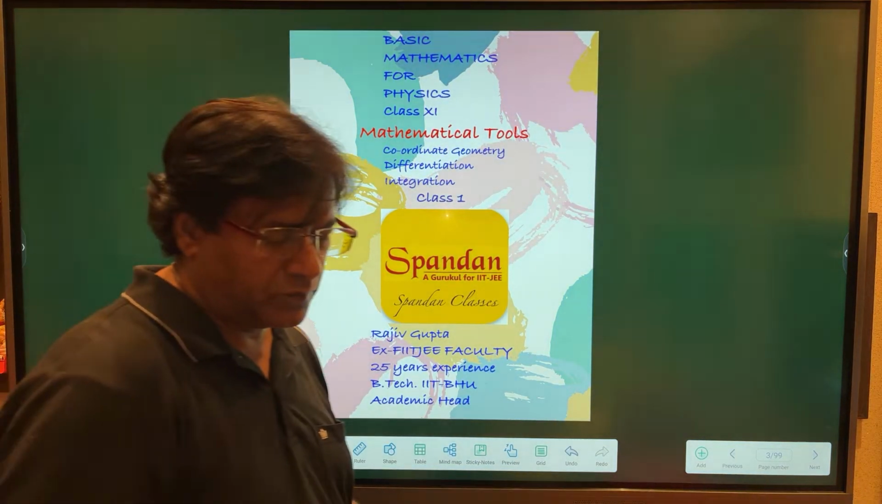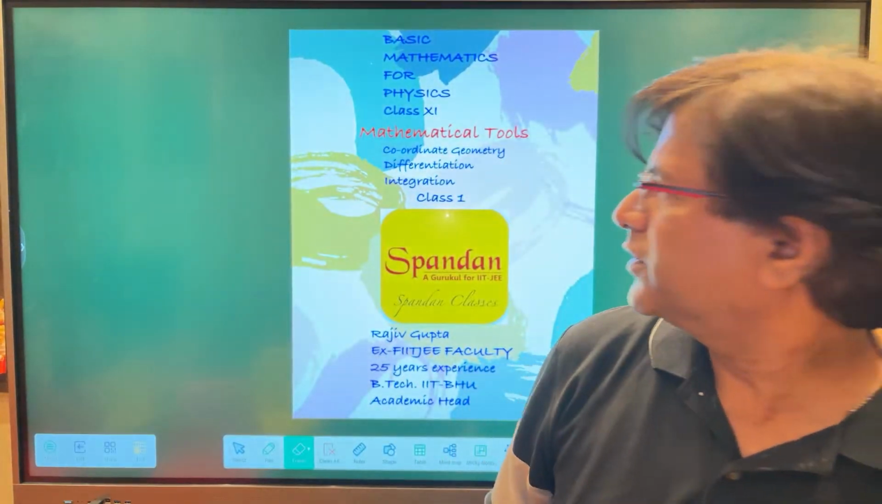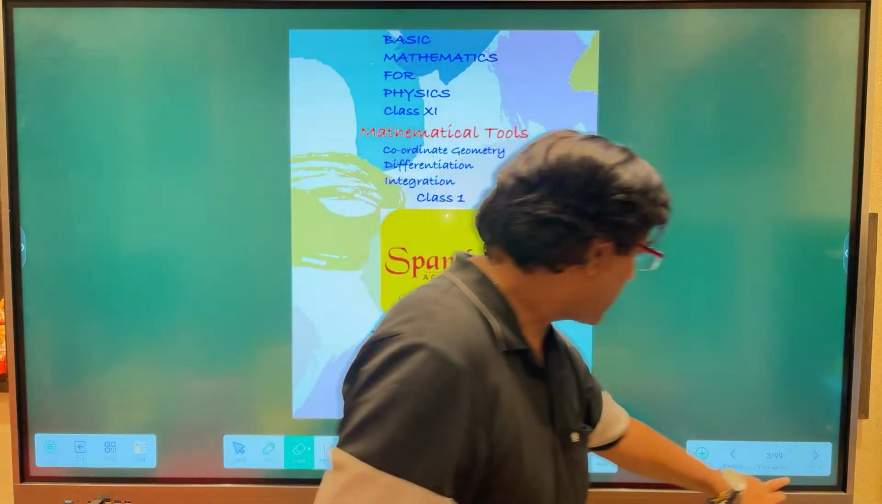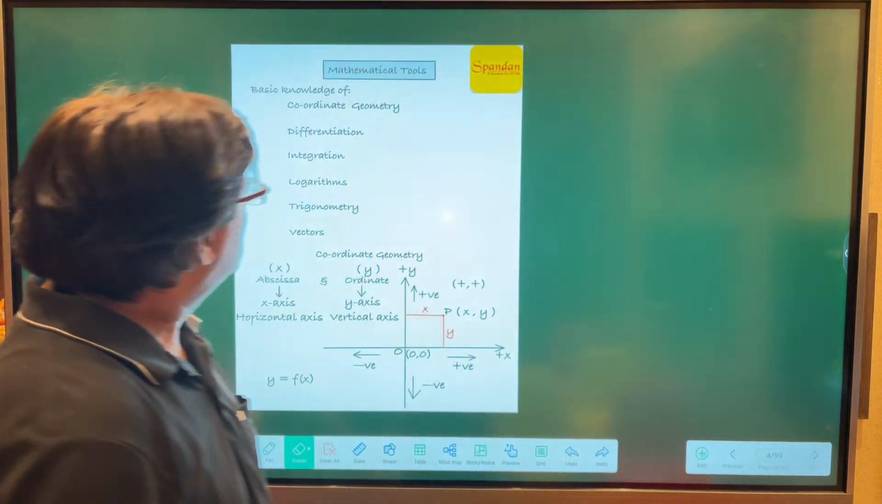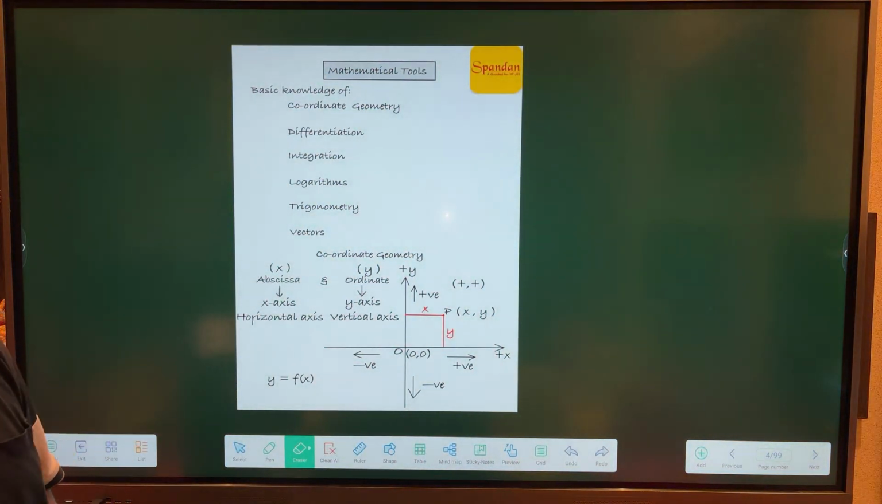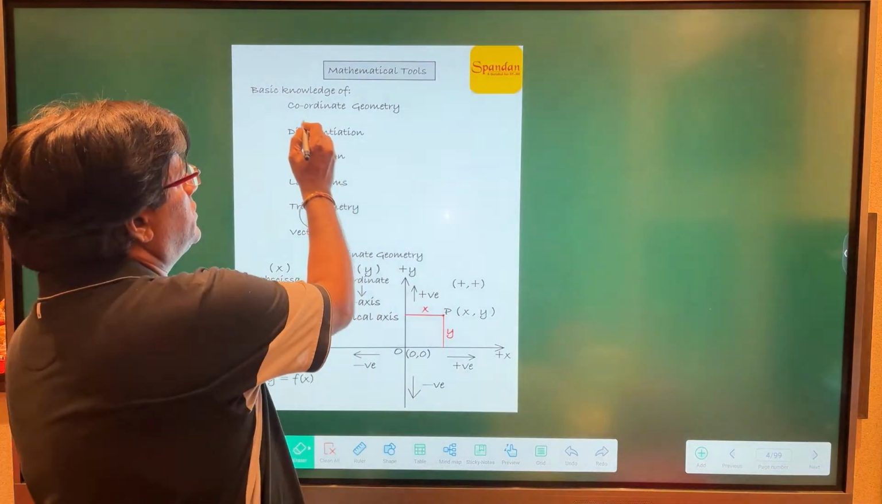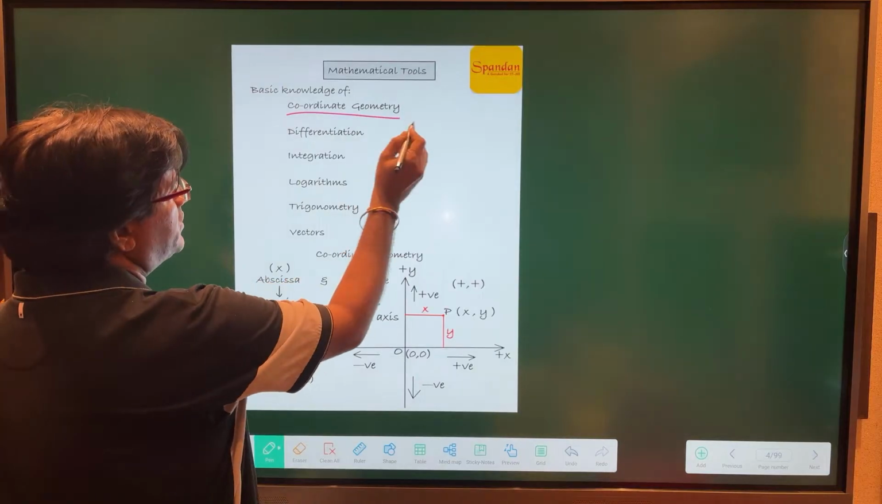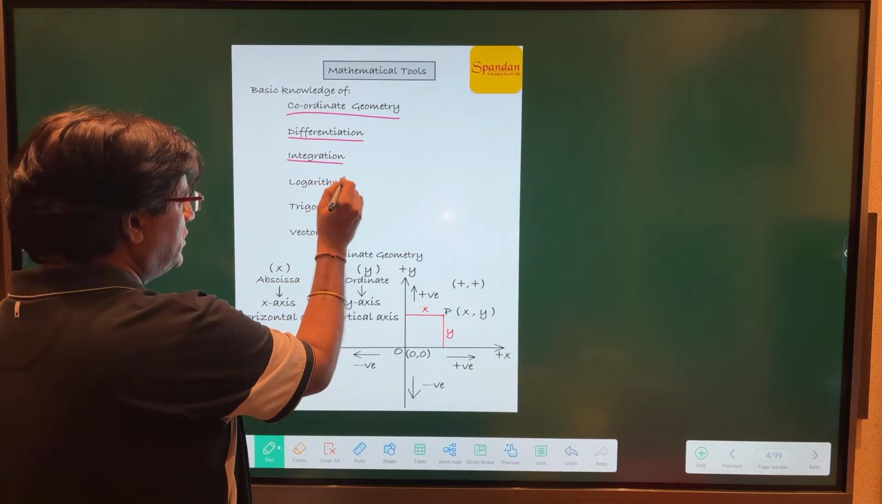Come to the chapter topic. So let's start the topic. These are the topics which we are going to study today, right? One is coordinate geometry, basic, then differentiation, then integration.